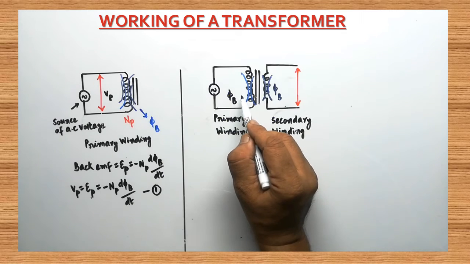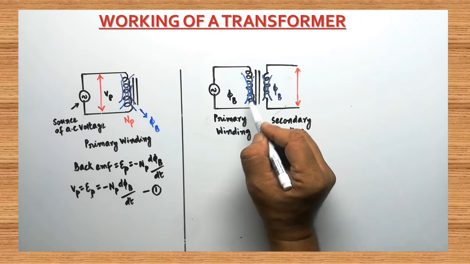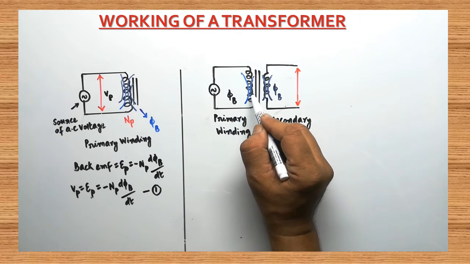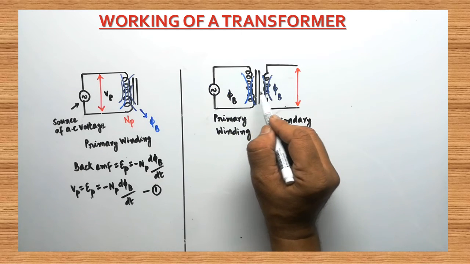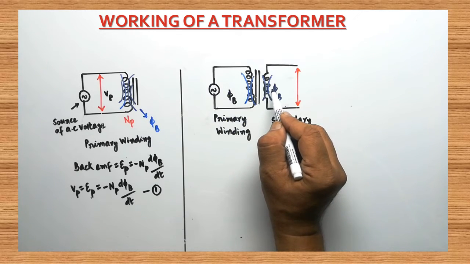Therefore, the magnetic flux linked with the primary will be equal to the magnetic flux linked with the secondary. Due to the change in current, the magnetic flux also changes. The change which is created here will be created here also. Are you clear? So when the magnetic flux linked with the secondary changes, another induced EMF will be created.